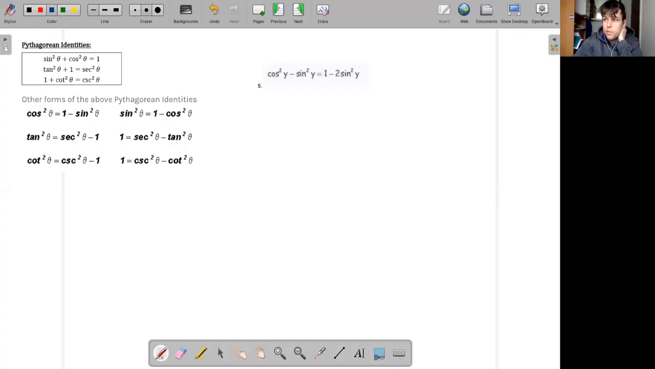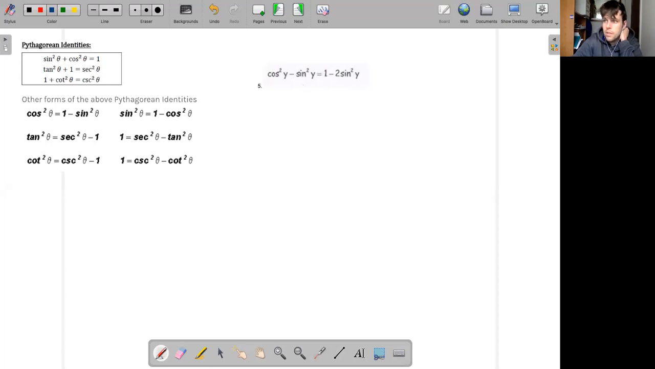All right, so I'm going to be going over problems 5 through 8 for the 4.1 Trig Identities worksheet. So here we are, number 5. So you have cosine squared y minus sine squared y equals 1 minus 2 times sine squared y. So in this problem, there's a few different ways to approach this.